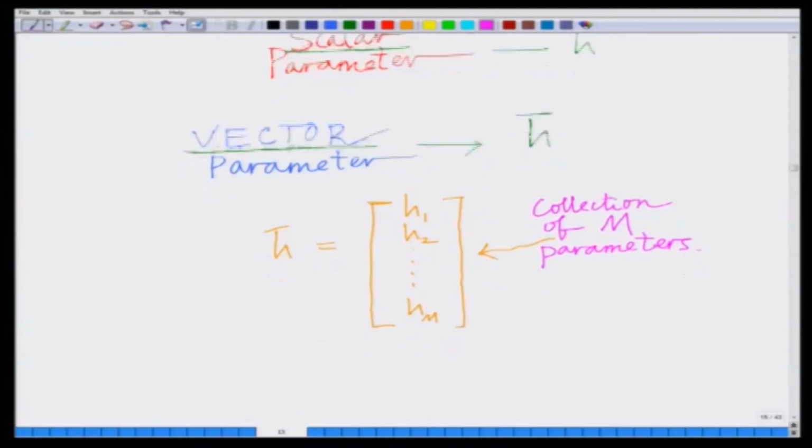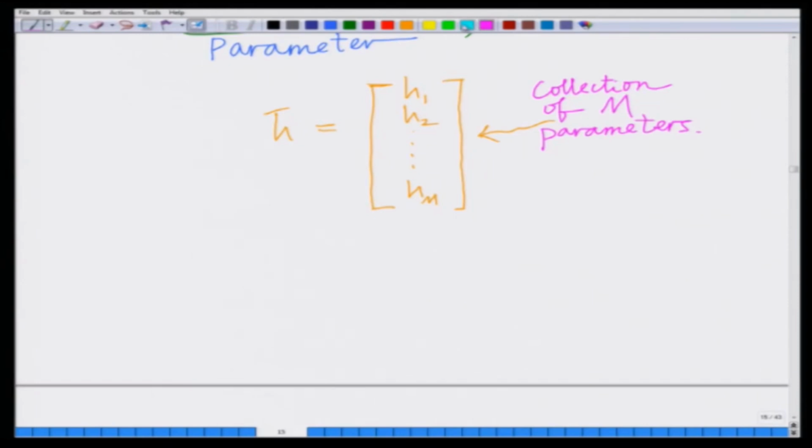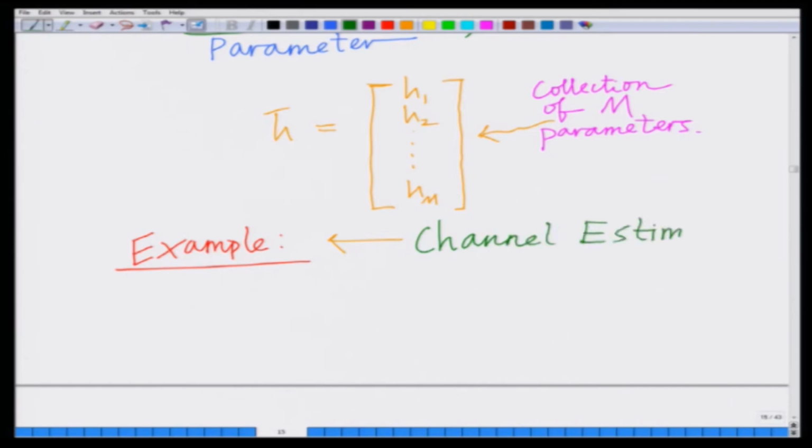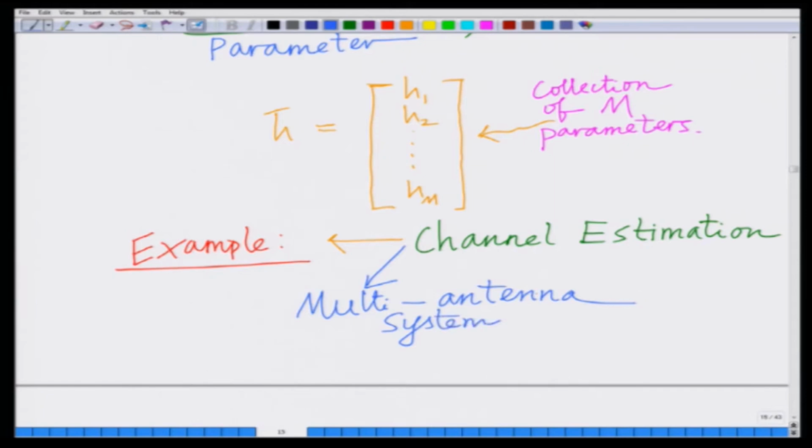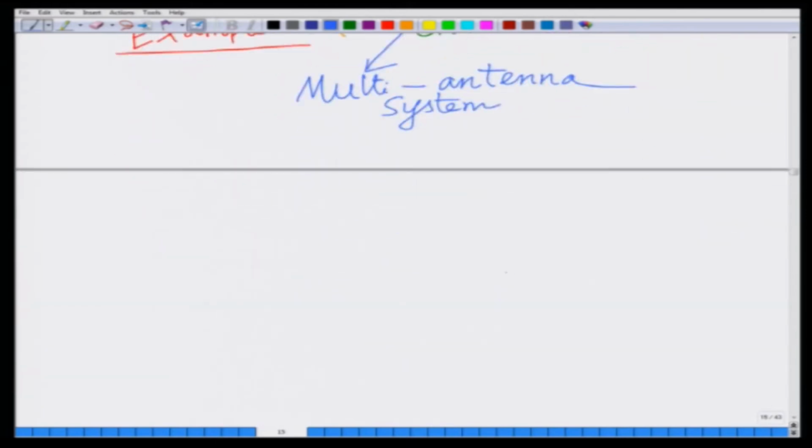So let us start with a simple example in the context of a wireless communication system. Again, similar to our previous example, let us look at channel estimation. Remember, the estimation of the fading channel coefficient in a wireless system is known as channel estimation. However, let us look at channel estimation in a multi-antenna system. So far we have considered only a single antenna communication system.